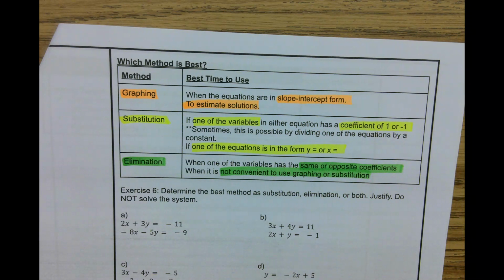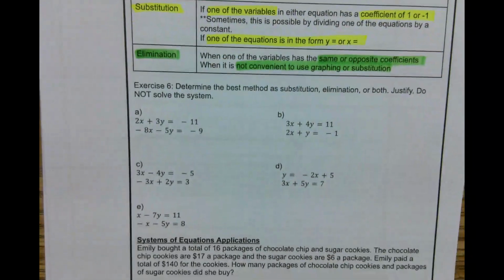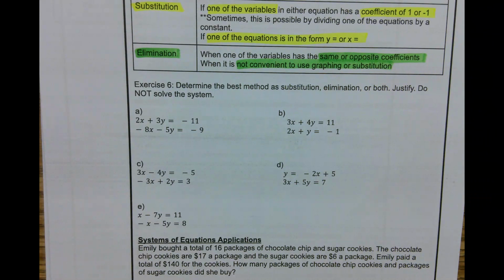Okay, so here, based on the equations, we're going to determine when it's best to use substitution, elimination, or both. We're not really going to talk about graphing here because, as you can see, none of them are both in slope-intercept form. That's why we're not going to choose that. And again, graphing sometimes only gives us an estimate. Then we're going to justify, explain why we chose that, but we're not going to actually solve the system.